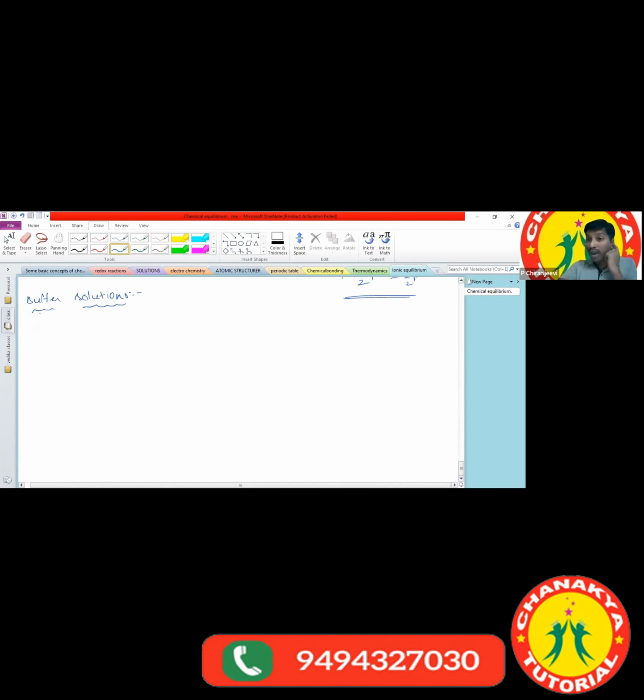If you add an excess of acid, such as concentrated sulfuric acid, the pH value decreases. If you add a base, the pH value increases. That means whenever you add an excess of acid or base, the pH value changes. To overcome that, we add some solution. The solution which prevents the change in pH when an excess amount of acid or base is added is called a buffer solution. After adding it, even if you add excess acid or excess base, the pH does not change. Such solutions are called buffer solutions.